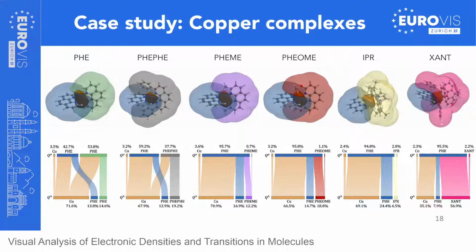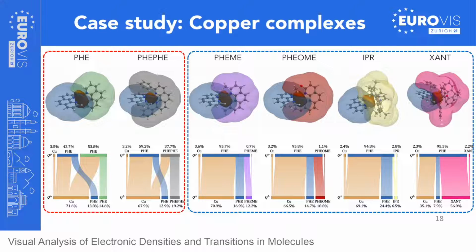Within the transition diagrams, we can immediately see what kind of transition it is. So largely the copper is losing its charge to one or both of the ligands, and the pattern immediately becomes obvious. On the left, for the two molecules, the charge flows from copper to both the ligands, while on the right, the charge flows from the third ligand and copper to the second ligand, which is the phenanthroline in the middle.